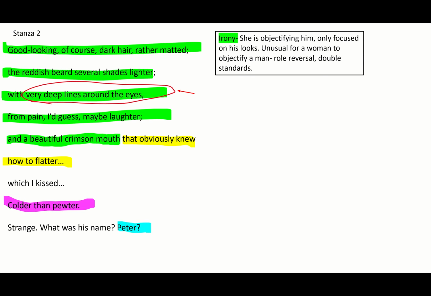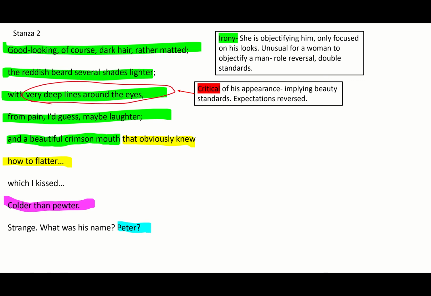So there's a real role reversal here, and kind of bringing attention to these double standards, that it's okay for men to objectify women, but when women objectify men, it's unusual. And we're going, well, what's wrong with her? Why is she such a cow, right? So it's this real sense of irony, drawing attention to those double standards for men and women and the way we treat each other.